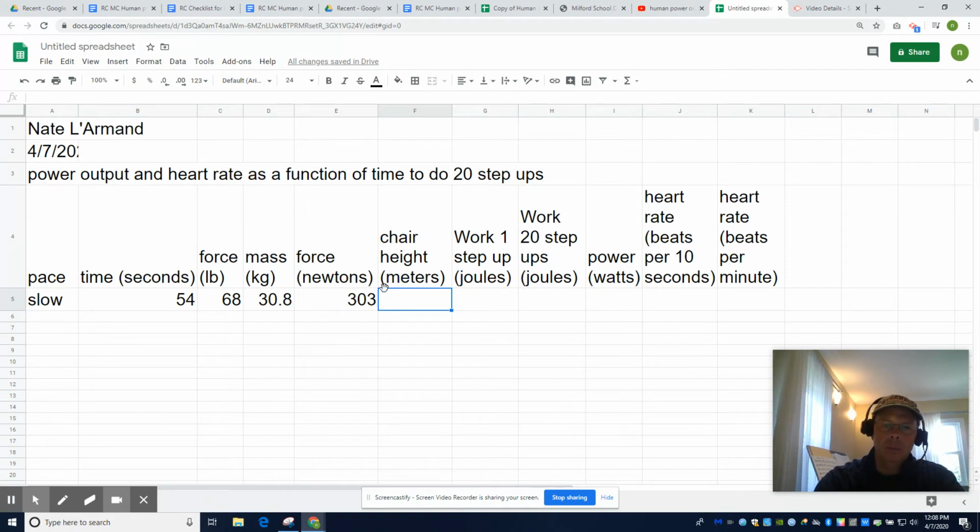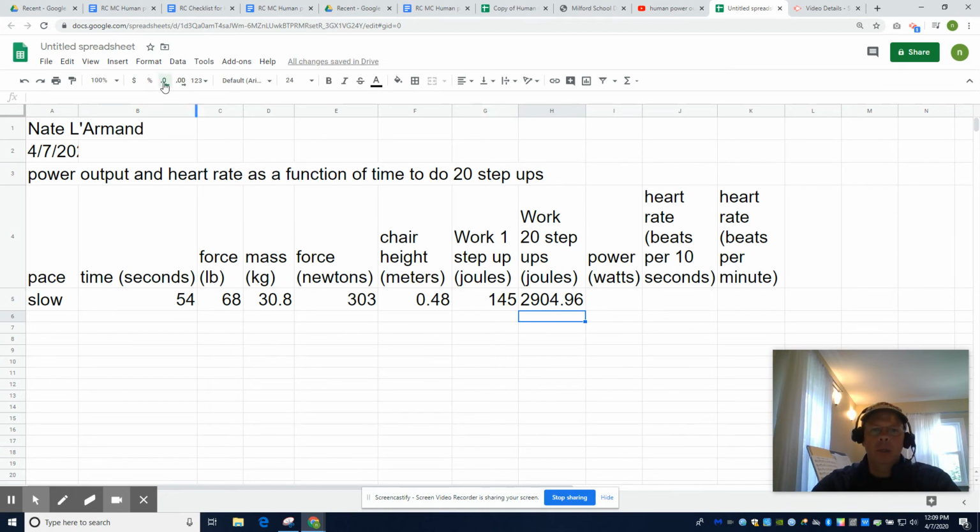The chair was 0.48 meters, roughly half a meter. And here's our first calculation. Work equals force times distance. So we have to do newtons multiplied by meters. All right, one lift was about 150 joules, except he lifted himself 20 times. So you do that work multiplied by 20.